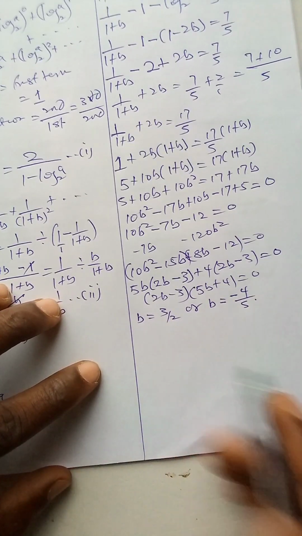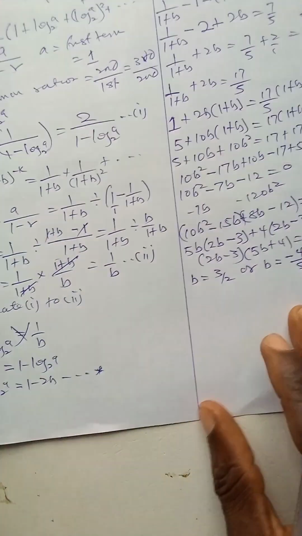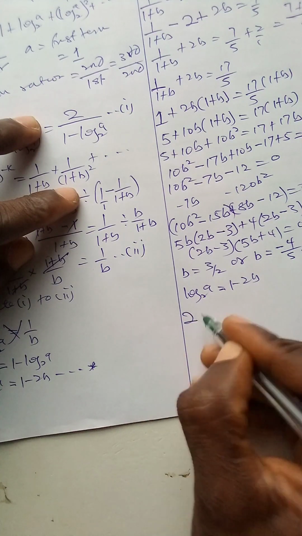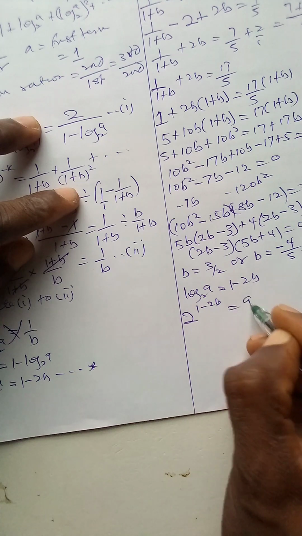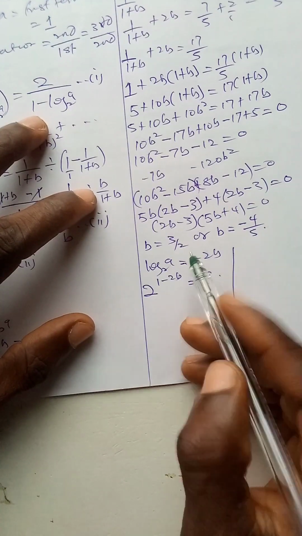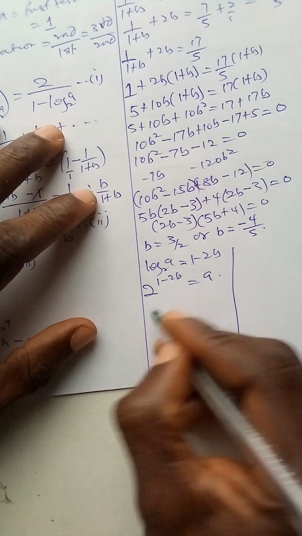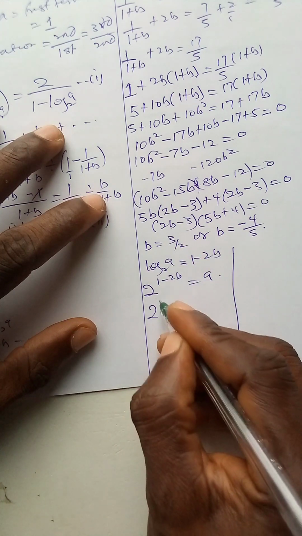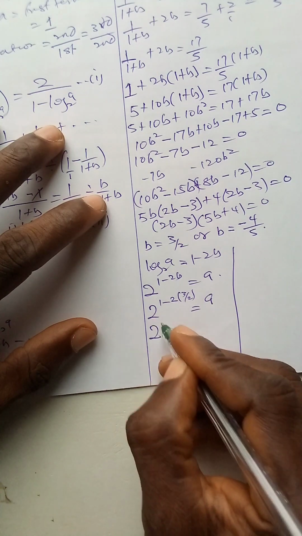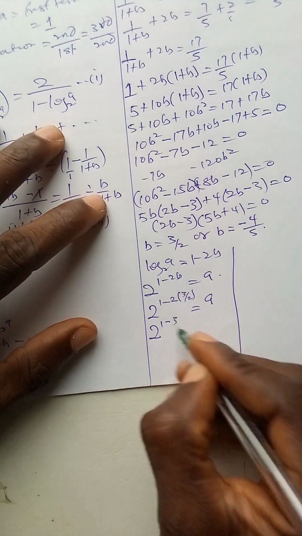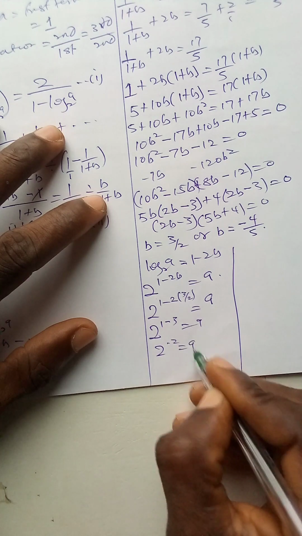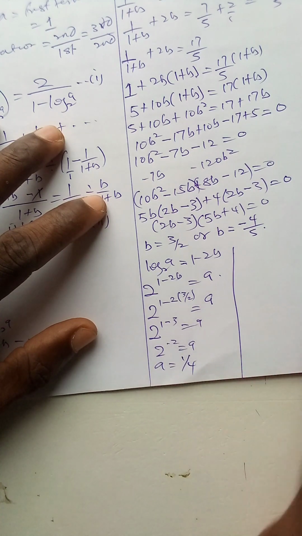Now let's put in each value of b so that we can find the value of a using this. We can simplify it into 2 to the power 1 minus 2b is equal to a. Good. So let us find the value of a respectively for the value of b. So in the first case, when b is 3 over 2, 1 minus 2 times 3 over 2 gives 1 minus 3, which is minus 2. So 2 to the power minus 2 is a. And therefore, a equals 1 over 4.